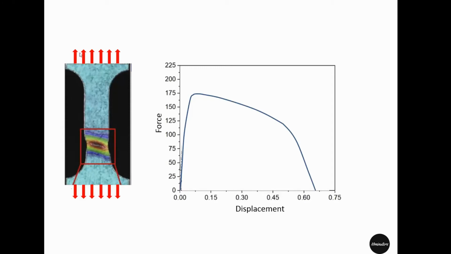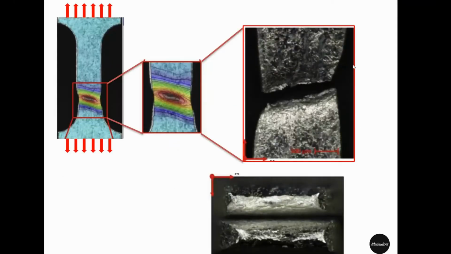Suppose from a tensile test of a dog bone specimen, you got this force displacement curve. Initially, the force response increases sharply, somewhat linearly, but then necking starts and eventually the specimen fails due to damage. This picture is after complete damage. If we look from these sides, we see the fracture surfaces.